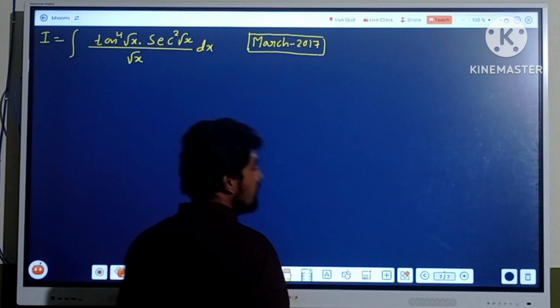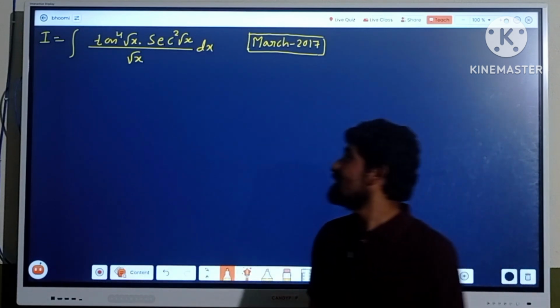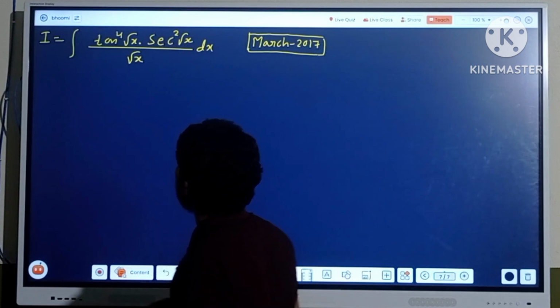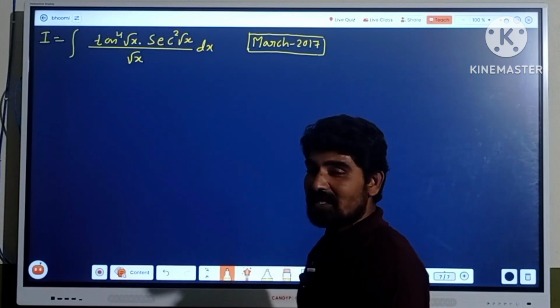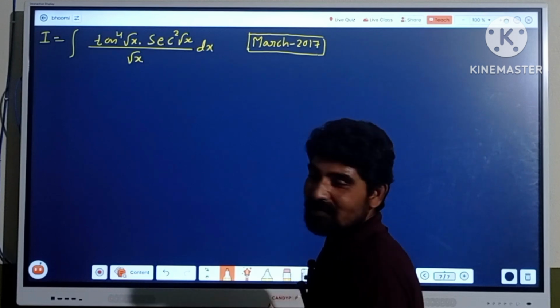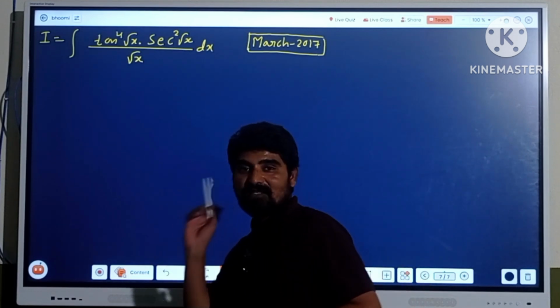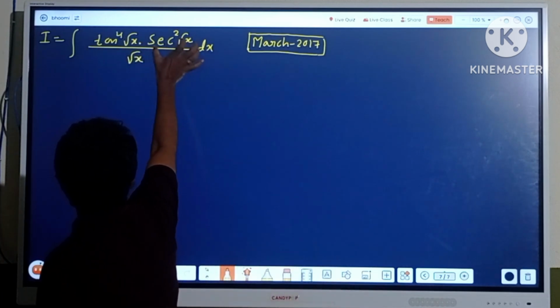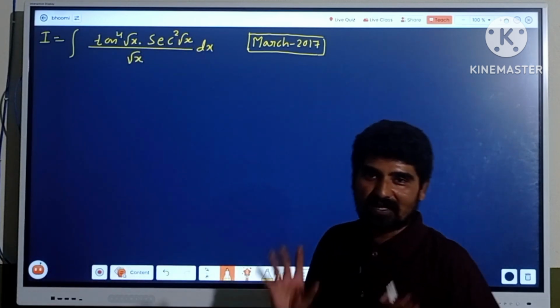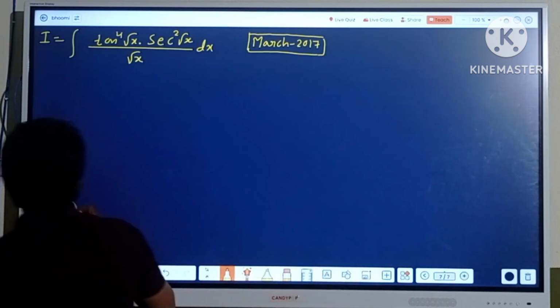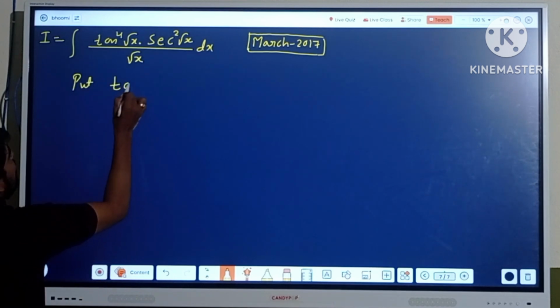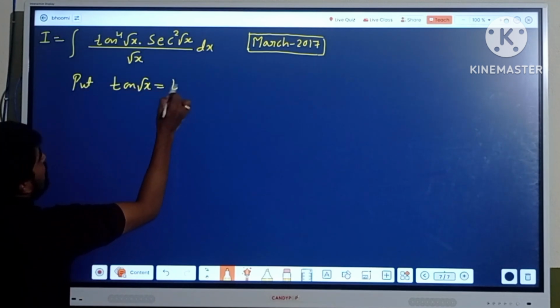See here, observe the integrand. The integrand used in this integral problem is tan raised to 4 root x into secant square root x divided by root x. We know that the derivative of tan is secant square x, and the derivative of root x is 1 divided by 2 root x. Therefore, the derivative of tan root x is secant square root x divided by root x form. So I need to substitute tan root x here. Put tan root x equal to t.